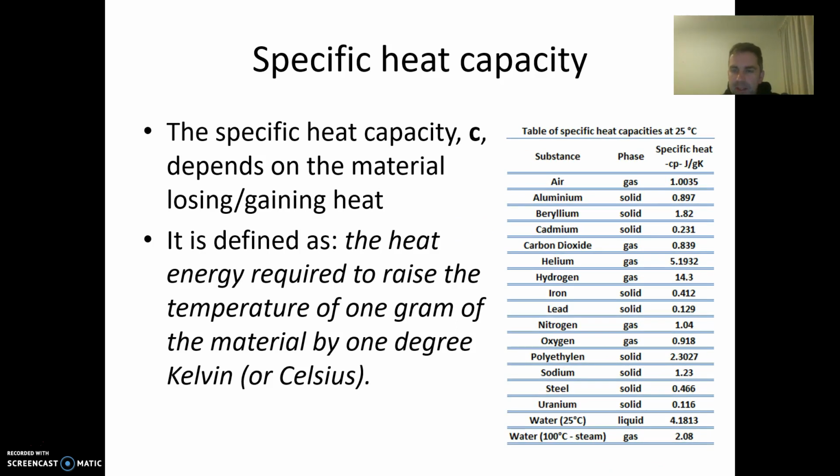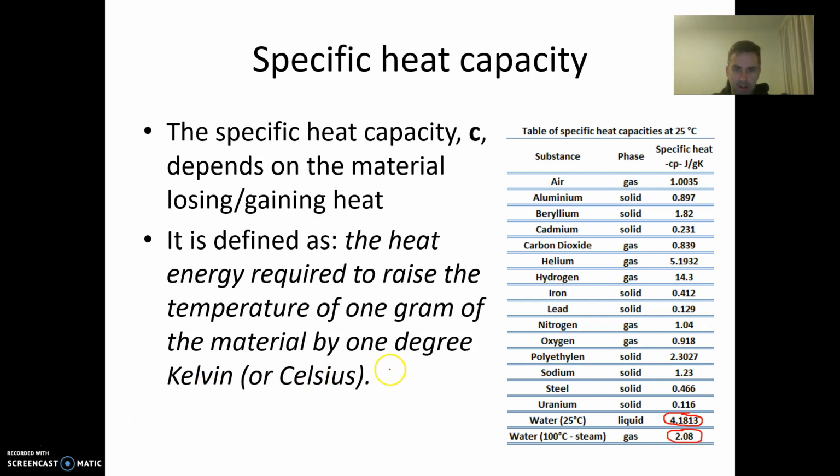So for example, here's some different materials, and whether they're a gas or a solid will actually affect the specific heat capacity, and these are the specific heat capacity values. So probably one of the most important ones is water. If you have a look here, water is 4.18, but we often round that off to 4.2. But you can see if water does become steam, it actually has a slightly lower specific heat capacity. So that means less energy is required to get that change in temperature.